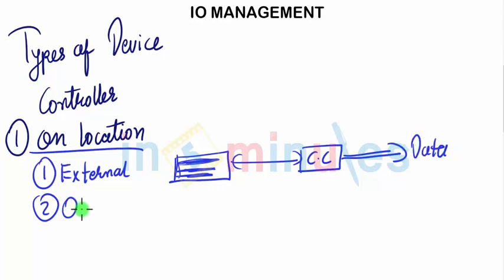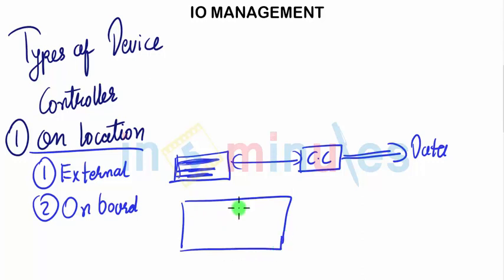Nowadays we have onboard. In today's hard disks, we have both the things embedded into one. We have all platters and also their controller. So media and controller are on the same thing. So that is called onboard.